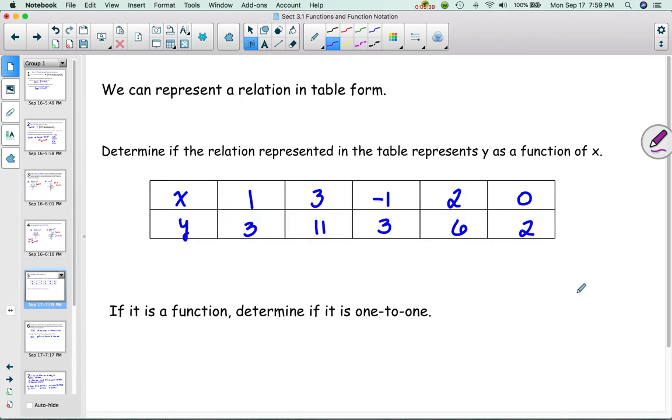Another way that we can represent a relation is in table form. So here's a table of values, and I want to determine if the relation represented in the table represents y as a function of x. So what are we looking for? Well, the domain values are all my values of x, so I'm looking to see whether or not any of my domain values repeat. So since the domain values do not repeat, it is a function.